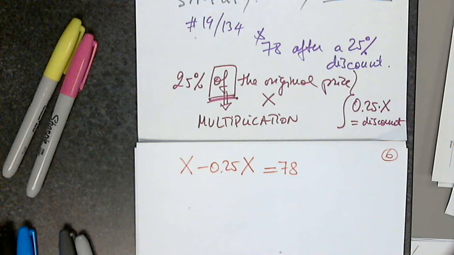You cannot subtract apples from peaches, right? So 25% is applied to x. Because if it's not applied to x, then we'll have to apply it to Bill Gates' fortune. It has to be applied to x. So from the original price, I subtract 25% of the original price to get 78. Are you with me? Yes? Perfect. I have to combine like terms now.